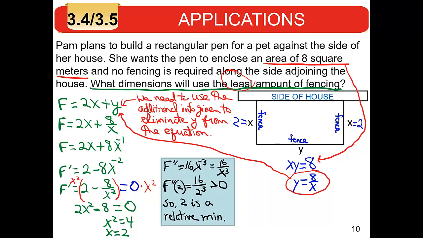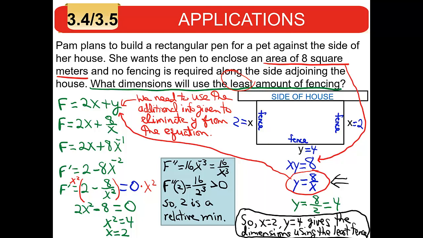Well, if I know X and I want to know Y, I just plug that X into the relationship between X and Y. Well, if X is 2, 8 divided by 2 is 4, that means Y is 4. So the answer to the question, what dimensions will use the least amount of fencing, would be a 2 by 4 set of fencing where the 2s are the sides that are perpendicular to the side of the house, and the 4 is the fencing that goes along parallel to the side of the house.